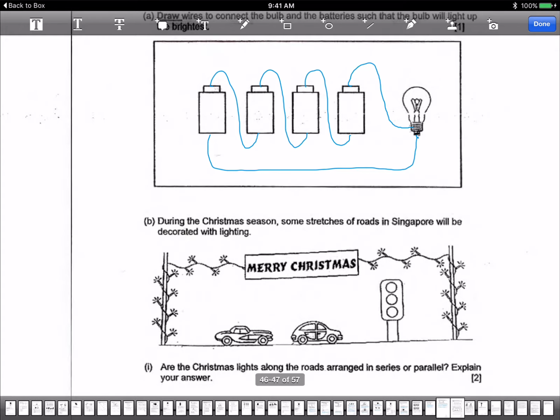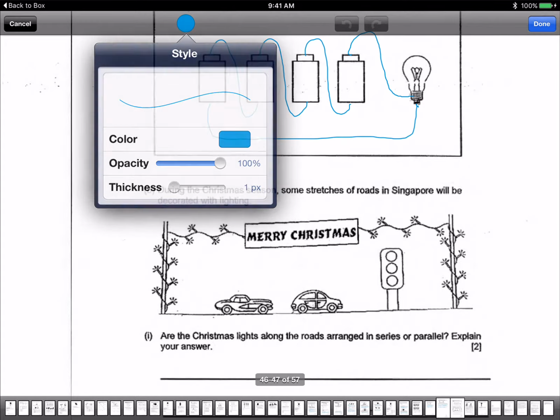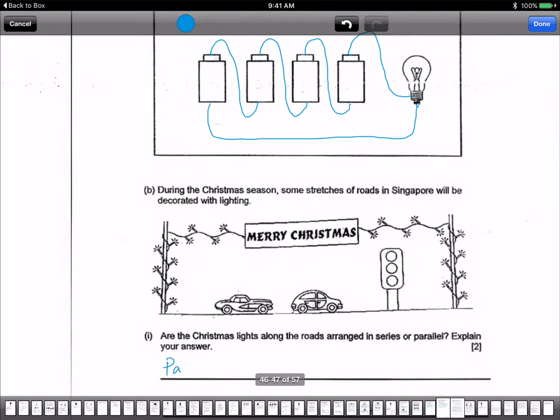Okay, so you draw it this way. Plus connects to the minus, plus connects to the minus, for all of them. So are the Christmas lights arranged in series or parallel? Parallel. Why? Yeah, very good. That's the correct answer. In case one bulb blows, the rest will still be able to light up, and they will have a Merry Christmas.